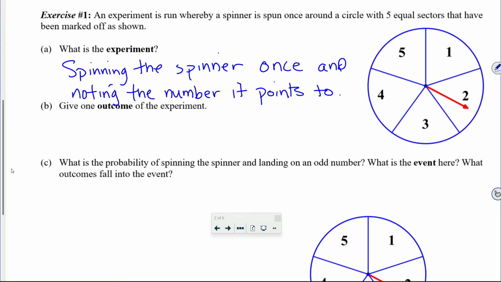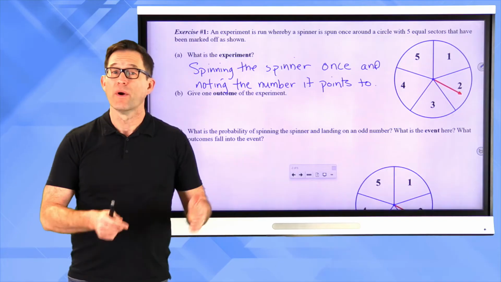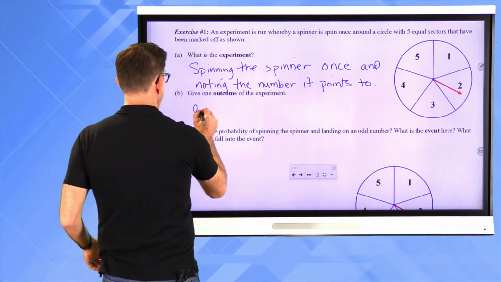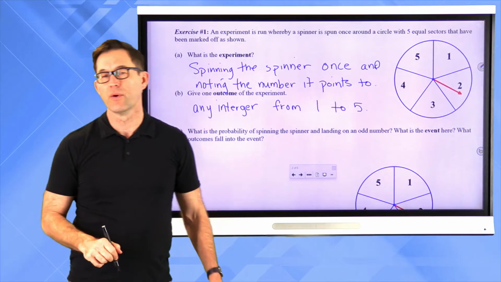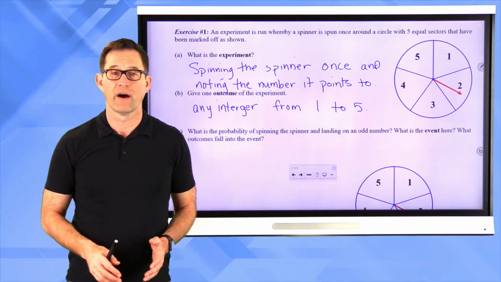Letter B. Give one outcome of the experiment. Well, remember, what an outcome is literally something that can happen when you run the experiment once. Well, quite frankly, one outcome of the experiment could be any number from 1 to 5. And maybe I should be a little bit better than that given that we're in Algebra 2. Let me say any integer. Because I don't want you to think that you can get 3.5. I don't want you to think you can get pi or the square root of 2. Any integer from 1 to 5, or any whole number from 1 to 5.